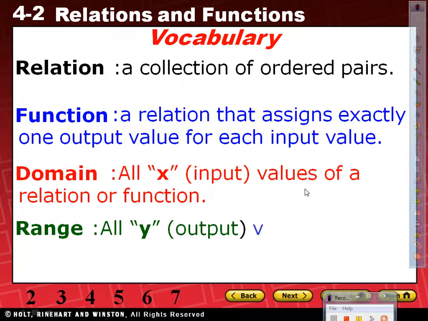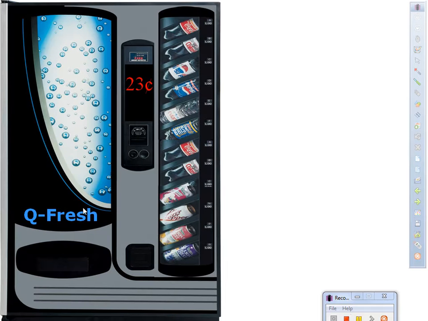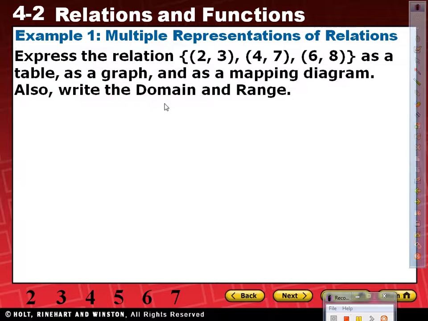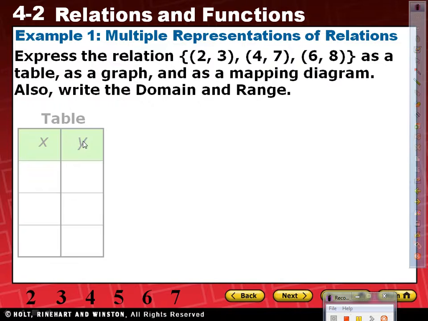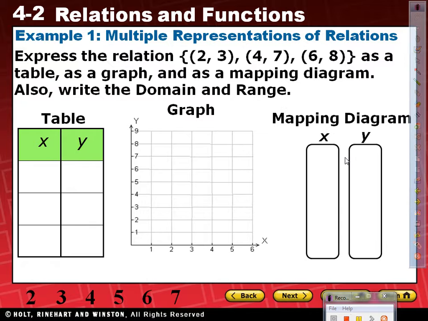Okay? So yesterday, for relations, I said I'm going to do a quick introduction using a vending machine. And I brought out the soda machine from Q-Fresh at 23 cents each. We created a table and so on and so forth. Remember that? And I said each of those relations becomes an ordered pair. And since it's a collection of ordered pairs, that's why it's a relation. I gave you guys a relation, and we represented it 3 different ways: using a table, using a graph, and using a mapping diagram. Are we there?